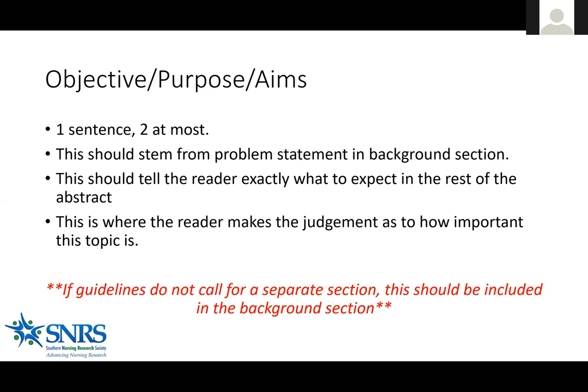Another piece is to state what the objective or the purpose or the aims of the study are. This is generally 1 sentence or 2 at most, and it should directly stem from the problem statement in the background section. So it should tell the reader exactly what to expect in the rest of the abstract, because this is where the reader, the reviewer, will make the judgment really as to how important this topic is. Now, often guidelines do not call for a separate section for objectives, and so if that's the case, this should be the last sentence of your background section. So let's look at some examples.